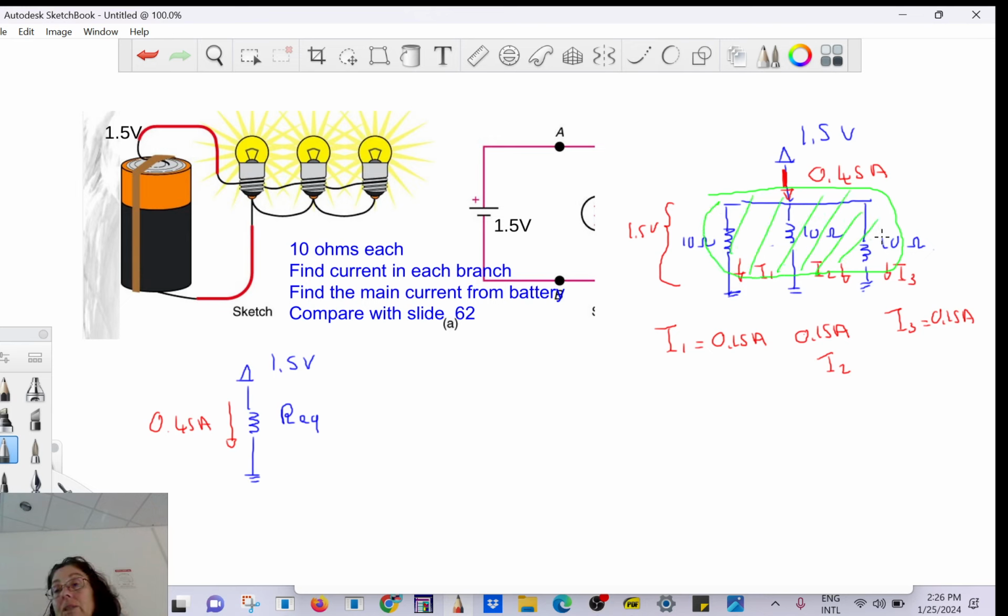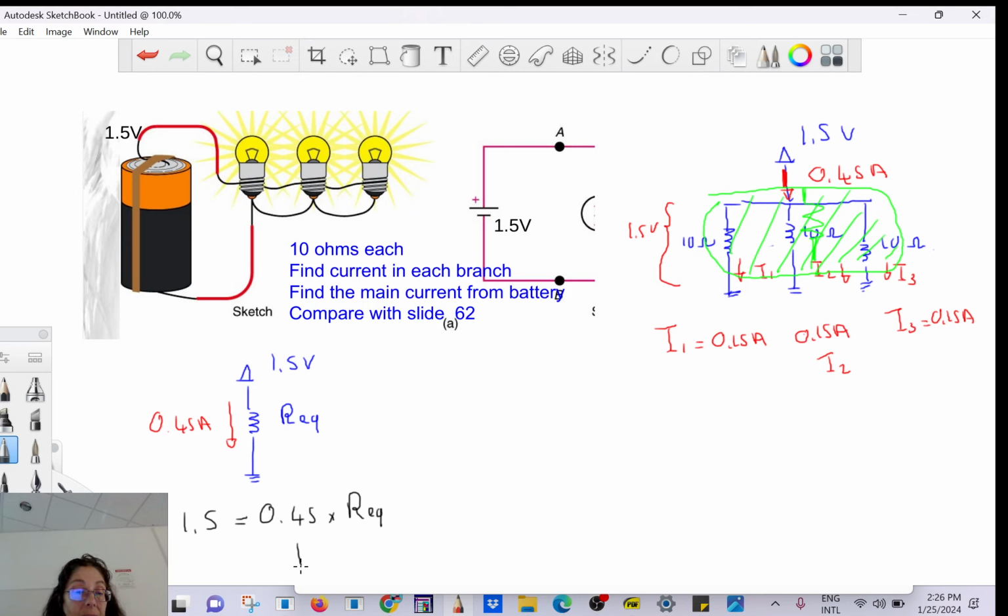So it means I want to put all those loads in one black box. I don't know what's going on inside, but I know that the voltage drop will be 1.5, and I want to know what could be the one single load that could replace all of them, such that I'm draining the same amount of current and the voltage drop is the same. So use Ohm's law again: 1.5 equals 0.45 times the equivalent resistance.